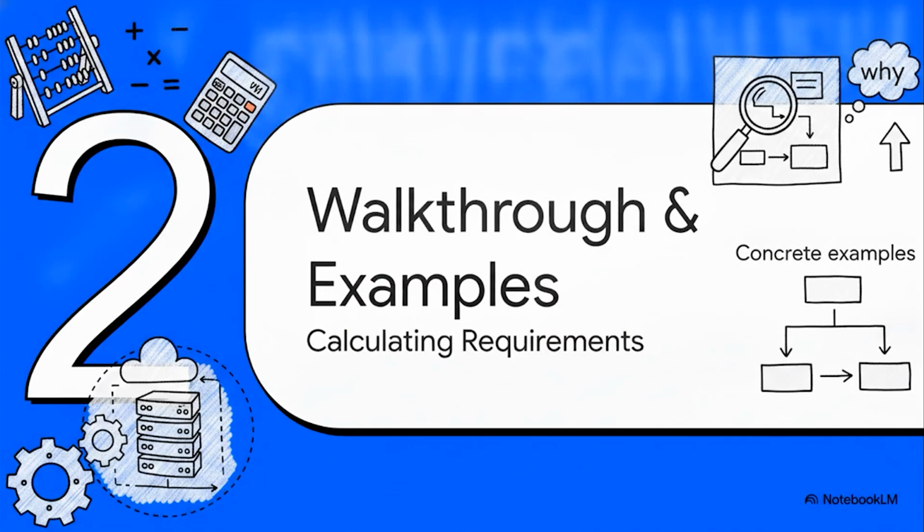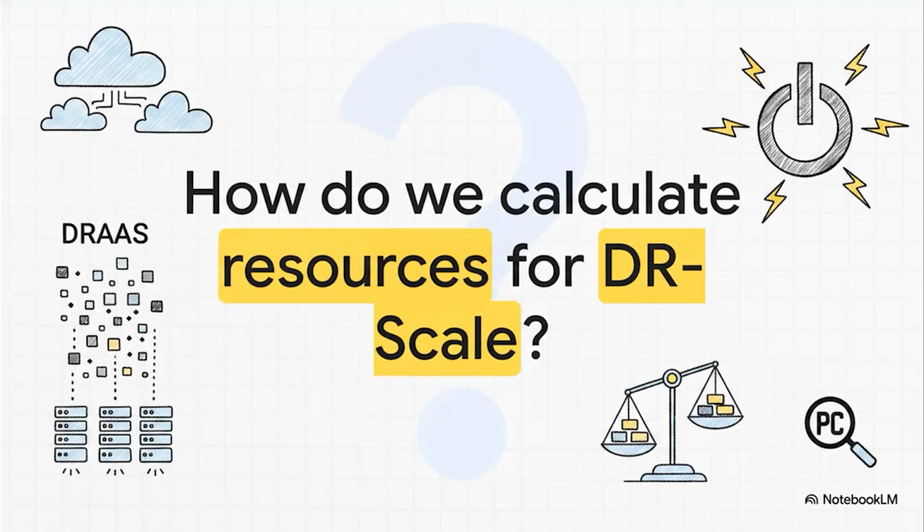Moving right along to Section 2, let's walk through some concrete examples of how this all works. Let's put this into practice with some real-world math. Example 1 on the exam almost always revolves around scaling your disaster recovery. So imagine you're setting up disaster recovery as a service, DRaaS, and your environment is booming. You're protecting a massive number of virtual machines and volume groups. At what exact point does Prism Central finally say, hey, I need more power? And exactly how much power does it actually need?